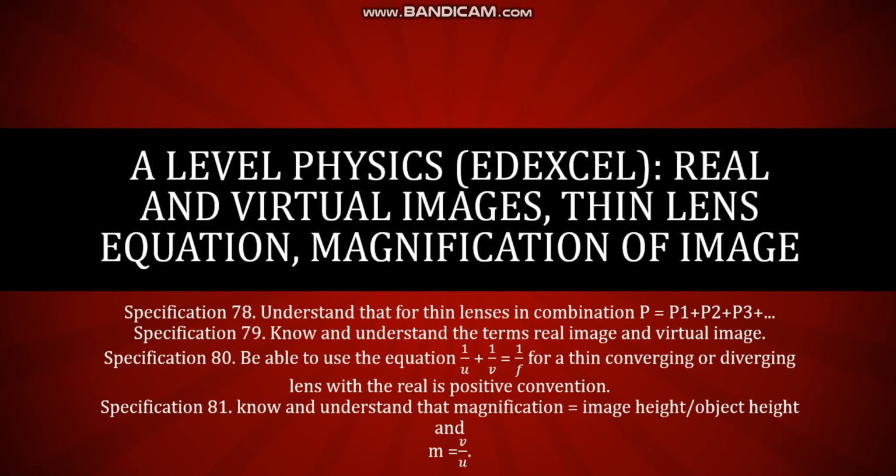So specification point 78 states that we need to understand that for thin lenses in combination, the total power is given by the power of each individual lens added together. Specification point 79 states that we need to know and understand the terms real image and virtual image. And specification point 80 states that we need to be able to use the equation 1 over u plus 1 over v equals 1 over f for a thin converging or diverging lens with the real is positive convention. And specification point 81 states that we need to know and understand that the magnification of an image is given by the image height divided by the object height, which is expressed as m equals v over u.